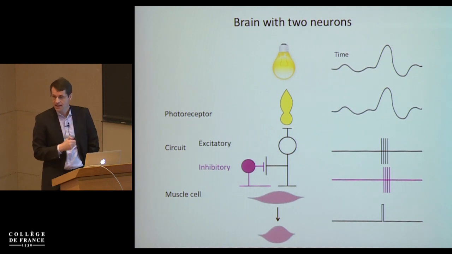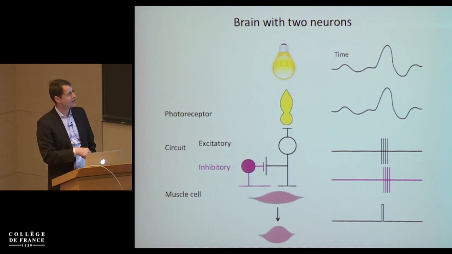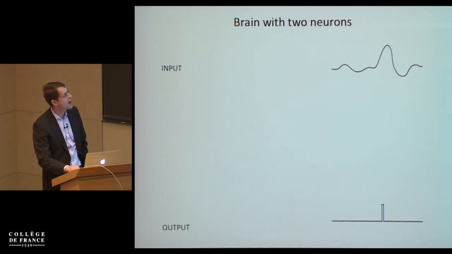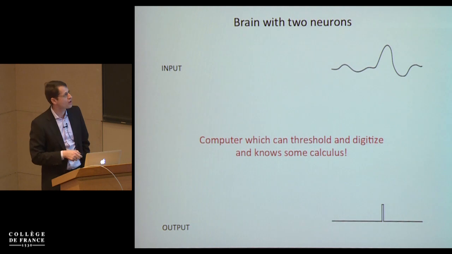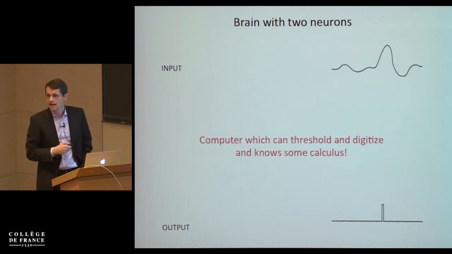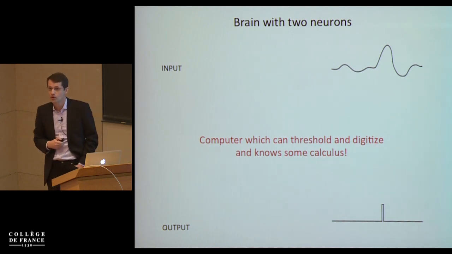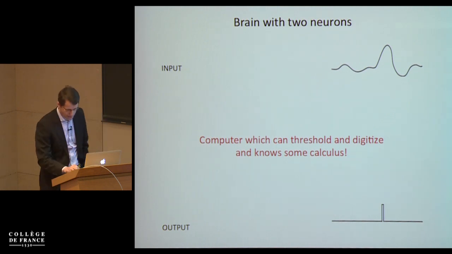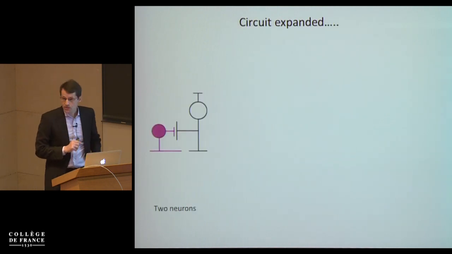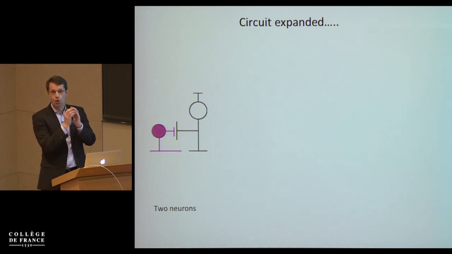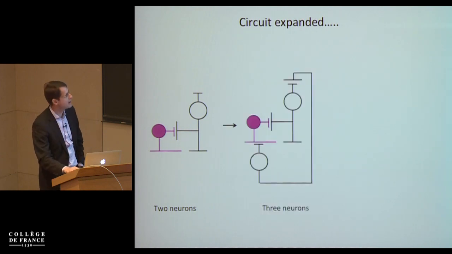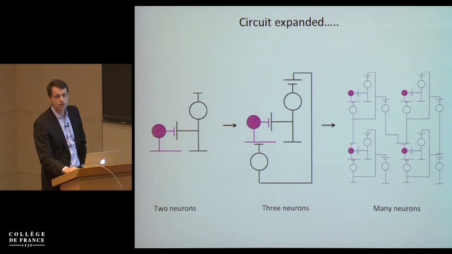Indeed, what this is doing is calculating the derivative of the signal, the positive derivative. So it's not only thresholding and digitizing, but also doing some calculus. Okay, again, here is the input, the output, and with two neurons we can threshold, digitize, and do a little bit of the calculus that you learned in high school. Okay, so this was a very simple circuitry, and over evolution, the circuit expanded to 3 neurons, and then to many neurons, and to billions of neurons.